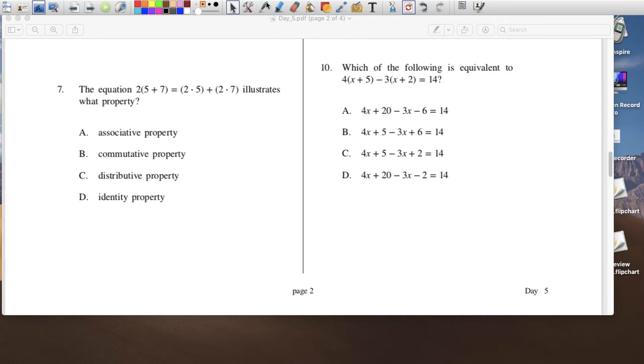Which property does this illustrate? Well, again, why would I give you something the same? And I did. It's the distributive property.